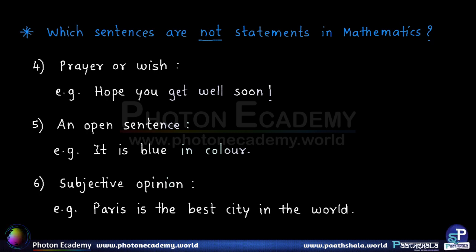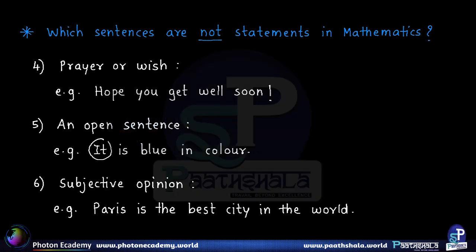Then the next one is an open sentence, something like it is blue in color. Now here, although it feels like it is declaring something, the problem is we cannot say whether it is true or false unless we know what this it stands for. If it stands for sky, then we'll say that yes, sky is blue in color, so that's true, but not otherwise. So it is an ambiguous case.